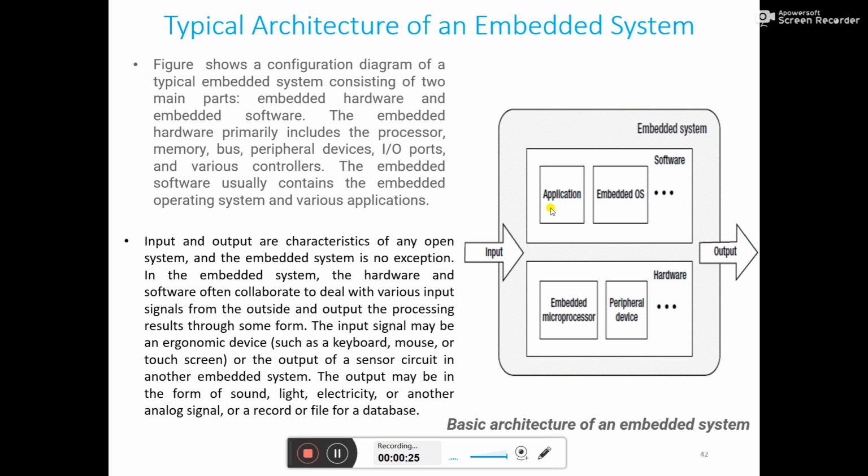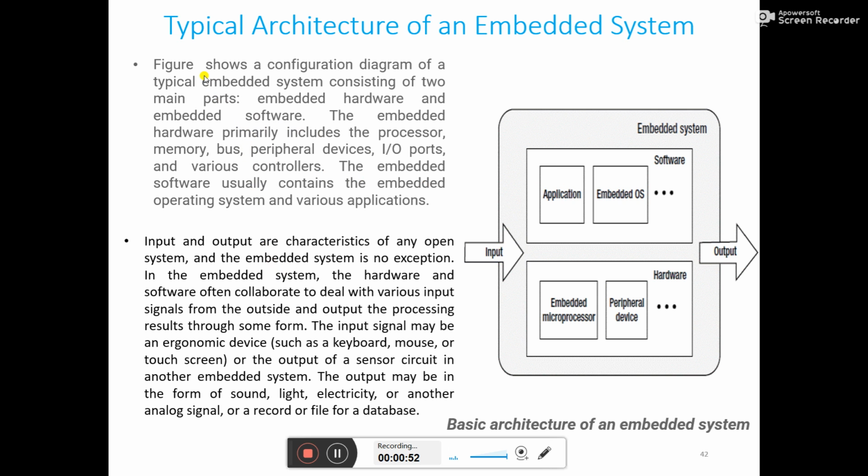There is software, which is application specific software, and there is an embedded operating system. In the hardware you have an embedded microcontroller or microprocessor, and there are some peripheral devices also. When we give some input, we get some specific output. All the theory about this type of embedded system is available over there.